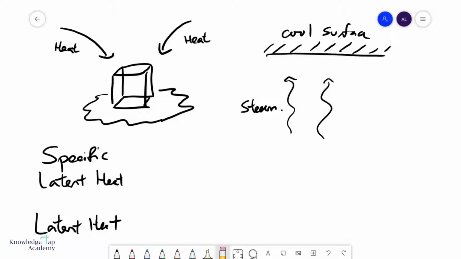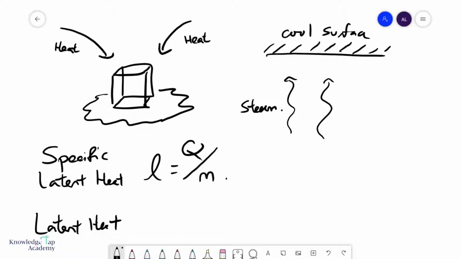So the specific latent heat of a substance, L, is simply the amount of heat supplied or lost per unit mass of a substance that changes state. So we'll talk a bit more about that if that sounds a bit confusing.